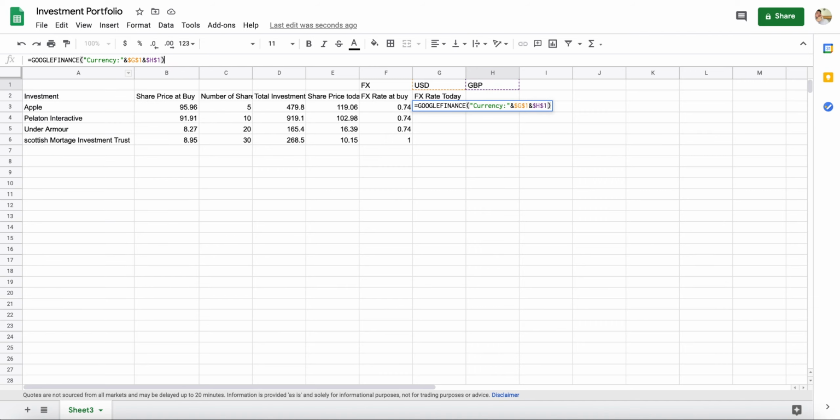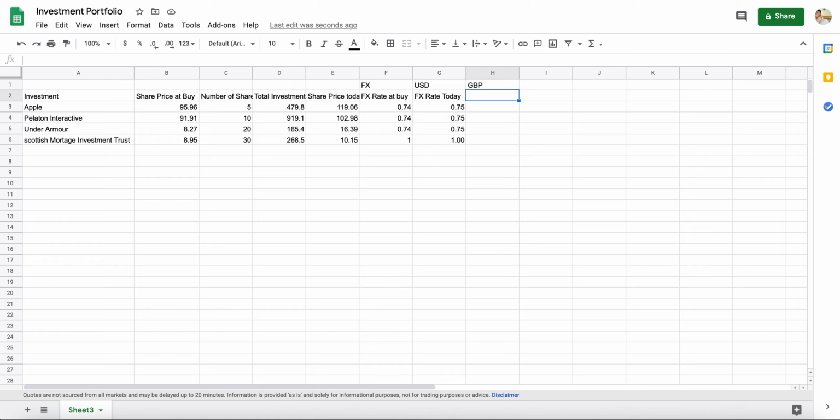Great. And that's going to give you today's exchange rate. And obviously we can convert this again into 2 decimal places, and we can drag this down, make this 1. Now we know the FX rate for today. Now let's convert the share prices to today's share prices.